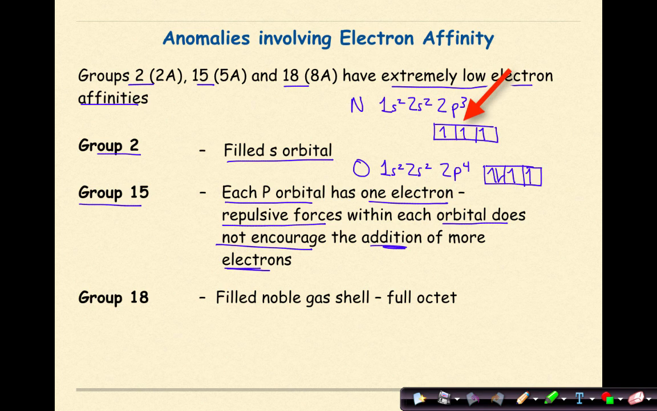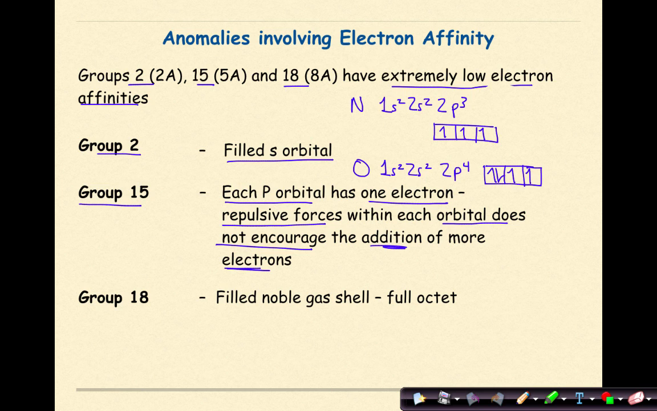For nitrogen, here we have 1 electron in each orbital. And like I said before, this is pretty stable. If we add another electron in, there's going to be some repulsion between the 2 electrons. So the electron affinity is relatively low.